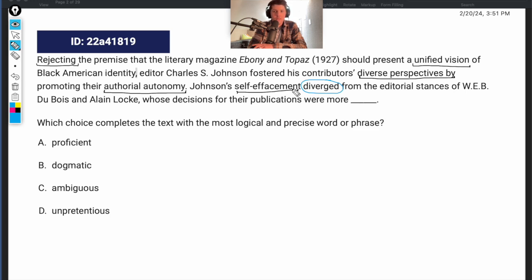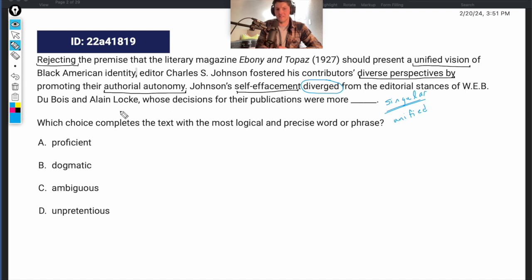So Johnson wants diverse perspectives. He rejects unified vision. These two, W.E.B. Du Bois and Alain Locke, forgive me for my bad pronunciation, but these two gentlemen are going to be the opposite. Their decisions for their publications are more, you could say, singular. That's not a perfect word for it, but that's my attempt to create something, or maybe unified.